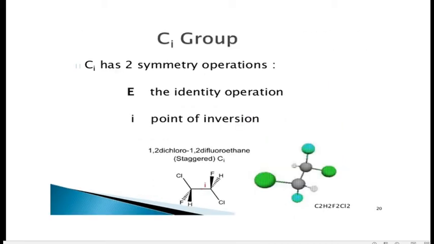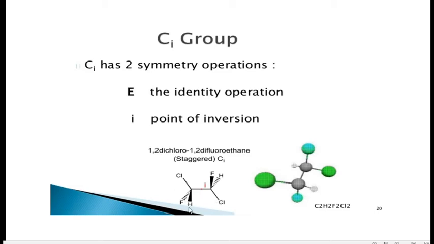The next type of point group is the Ci point group. If the molecule has only the center of symmetry, the center of inversion, and identity E, with all other symmetry elements absent, then we can assign the Ci type point group. For example, 1,2-dichloro-1,2-difluoroethane. In this molecule, it has only the center of symmetry. If you connect this Cl atom with the center point and extend the line equally in the opposite direction, it meets the other Cl atom.